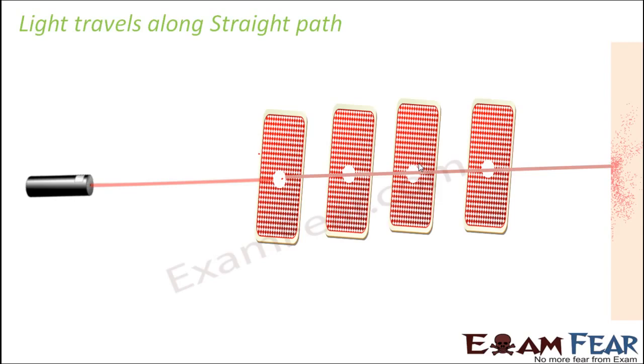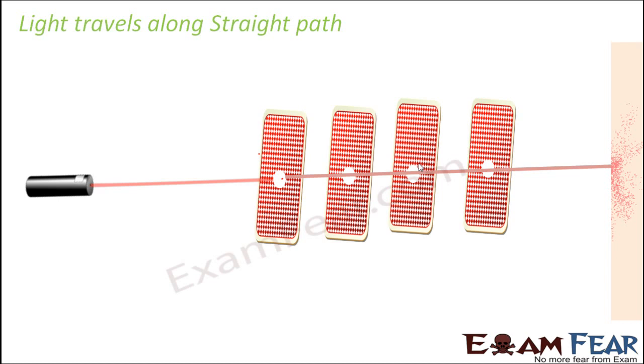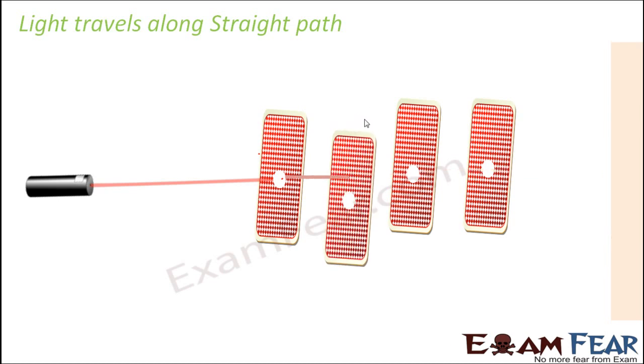Now, that doesn't prove that light is traveling along a straight path. To prove that, what are we going to do next? You just try to move the second card a bit, in such a way that this hole is no more along the straight line with the other three cards. Now this time what do you observe? You observe that there is no light on the screen. That means light could not travel till here.